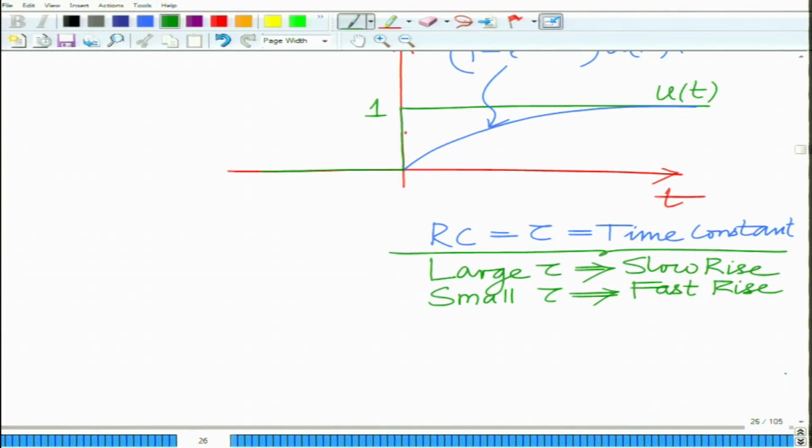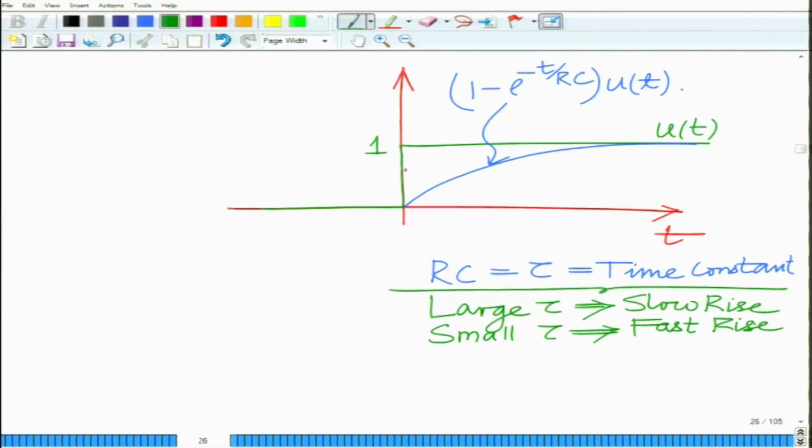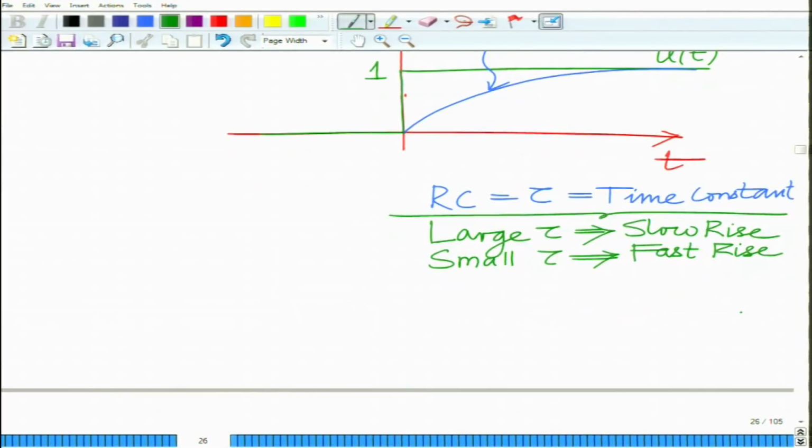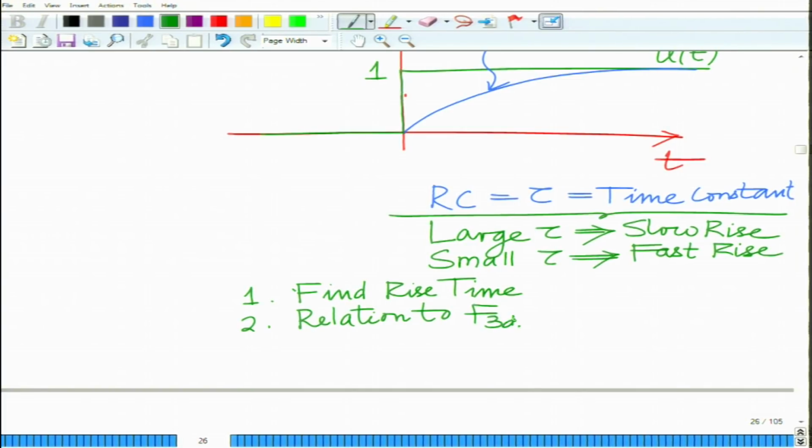All right. So, now what we want to find is the rise time and its relation to the 3 dB frequency. We will do this in the next module. So, we need to do two things: find the rise time, and find its relation to the 3 dB frequency of the circuit. Okay. All right.